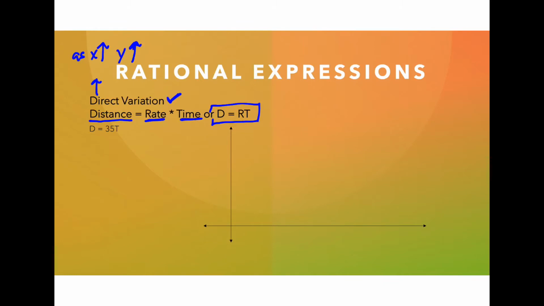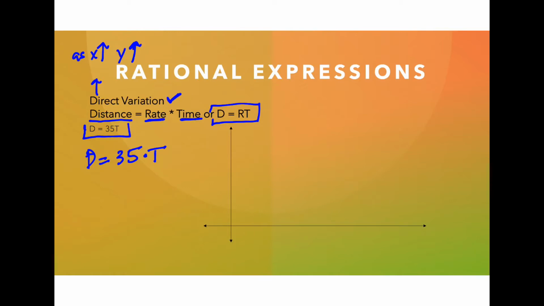All right, now let's take a look at this in a very specific way where we just have two variables, right? So I'm going to look at d equals 35t. My rate, in other words, is 35, and we're going to say 35 miles per hour. So we want to know what's the distance with 35 miles per hour multiplied by time.